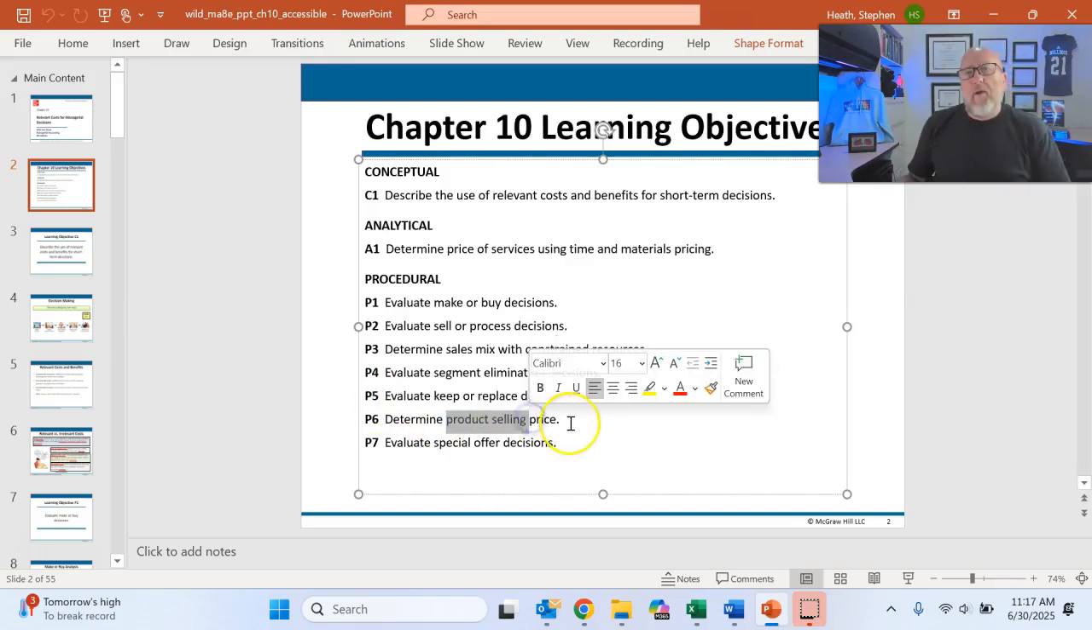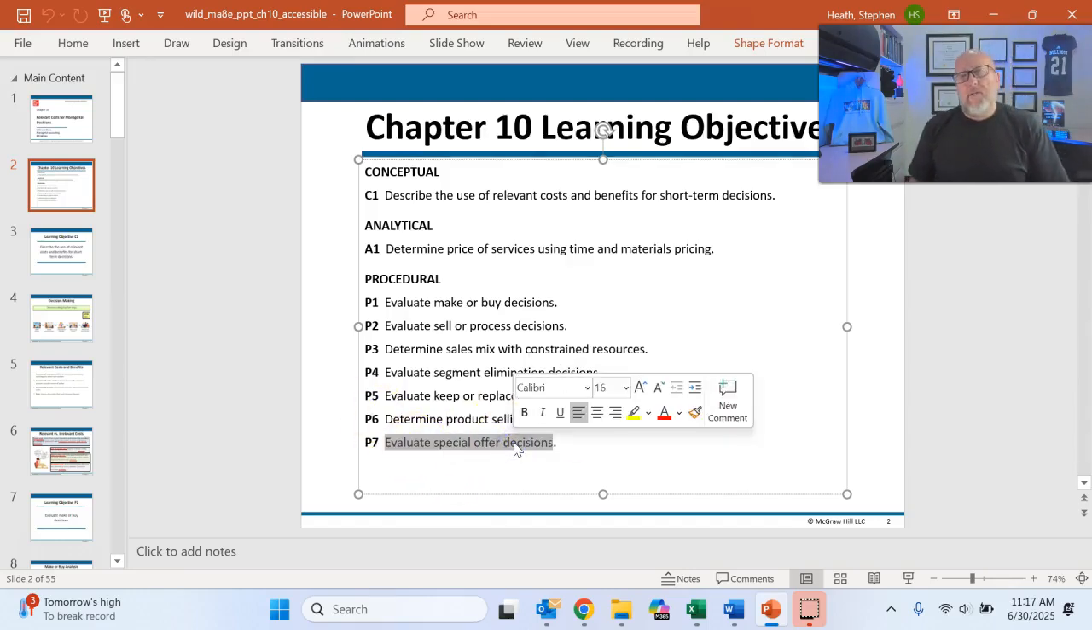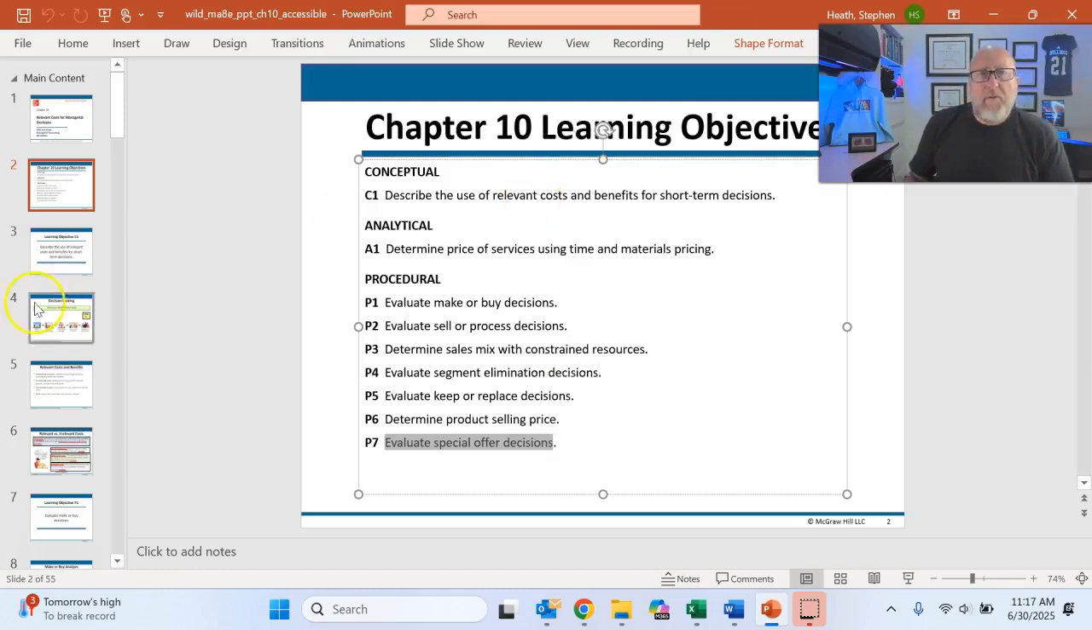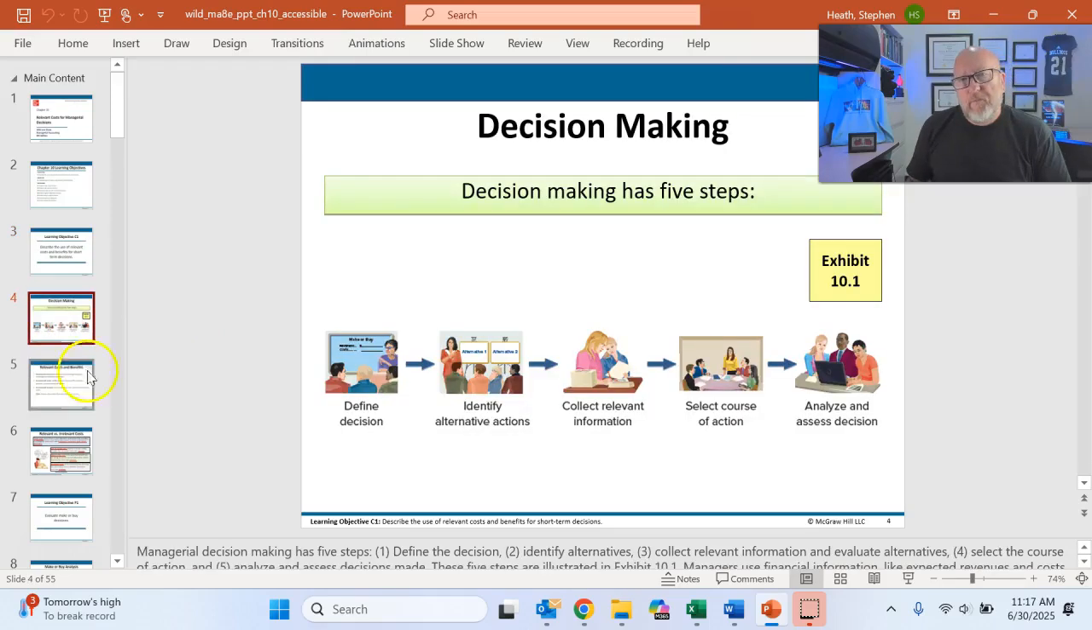Then we're going to talk about product selling prices. And again, there are short-term selling prices and long-term selling prices. I think in this chapter, we're going to really focus on the short-term selling prices. And then we're going to evaluate special offer decisions. And I want to say we've even covered some of that in previous chapters. All right.